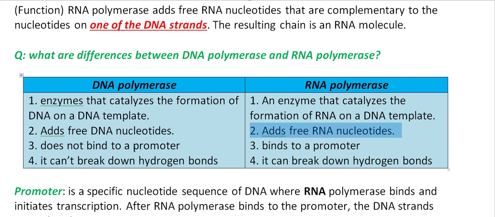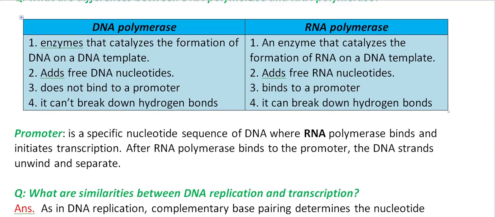DNA polymerase does not bind to the promoter, while RNA polymerase binds to the promoter. RNA polymerase is unable to recognize the DNA or gene without a promoter. What is the promoter? We will mention the promoter in detail after I finish these differences. DNA polymerase cannot break down hydrogen bonds. The hydrogen bonds during DNA replication are broken down by helicase, while the RNA polymerase can break down hydrogen bonds between the two strands of the DNA in a specific gene.